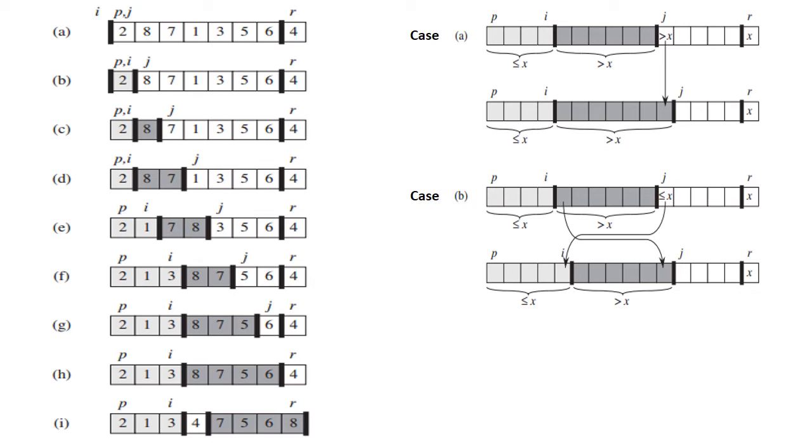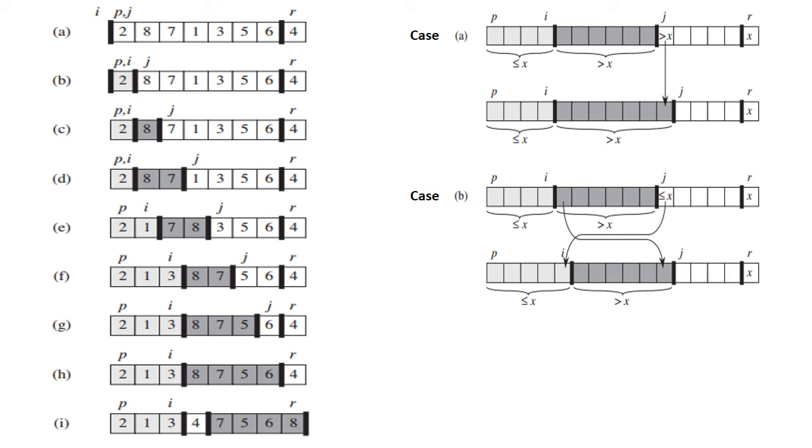What we do in the second case is increment I and swap A[I] and A[J]. Here, if we increment I to this position, I and J will be at the same position, so swapping is not visible. 2 is swapped with itself. After this, we have to increment J, so we incremented J. Now the next element at J is 8, which is greater than pivot element 4. So it is the first case, we just increment J one position right.